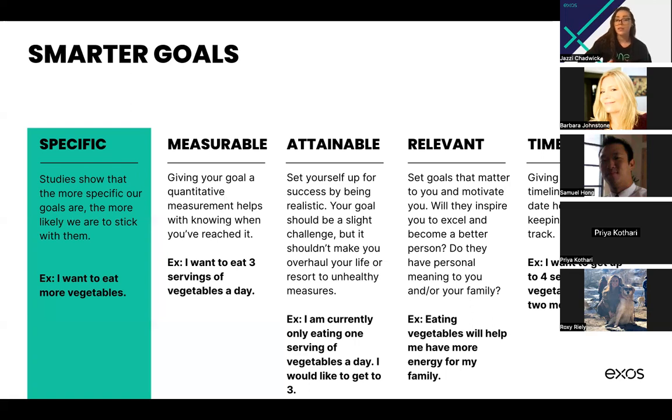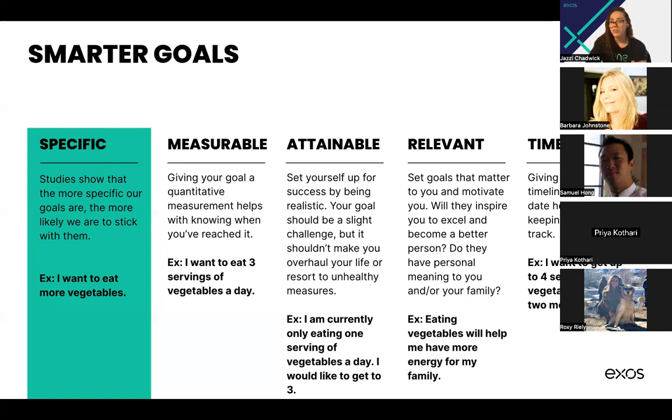So, an example, again, going off our vegetable example, if I'm currently only eating 1 serving, then my goal is to get to 3, right? That's only 2 more servings a day, versus if I'm eating 0 vegetables and now all of a sudden I want to eat 10 servings a day. That's not as attainable as going from 1 to 3. So keep that in mind when setting your goals.